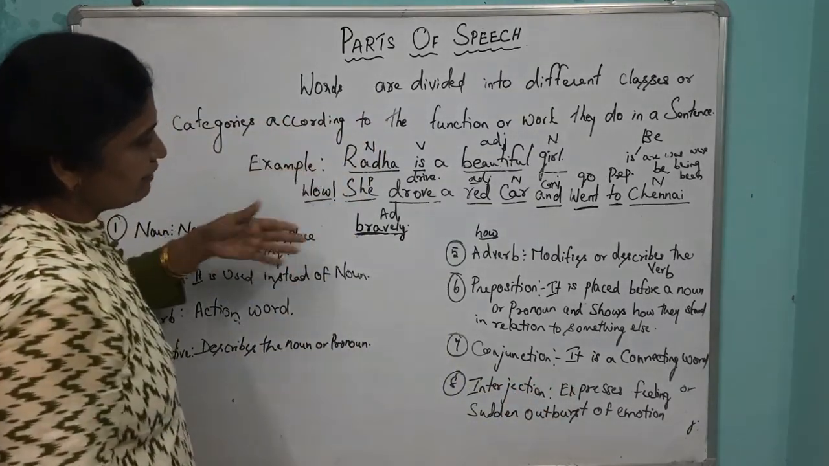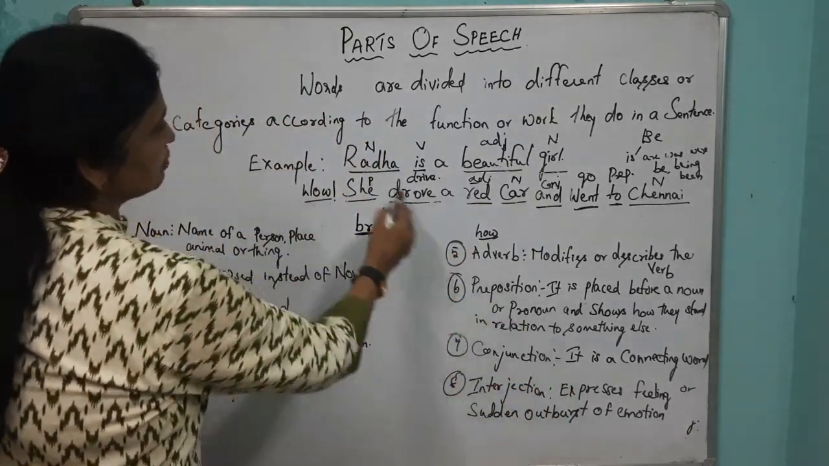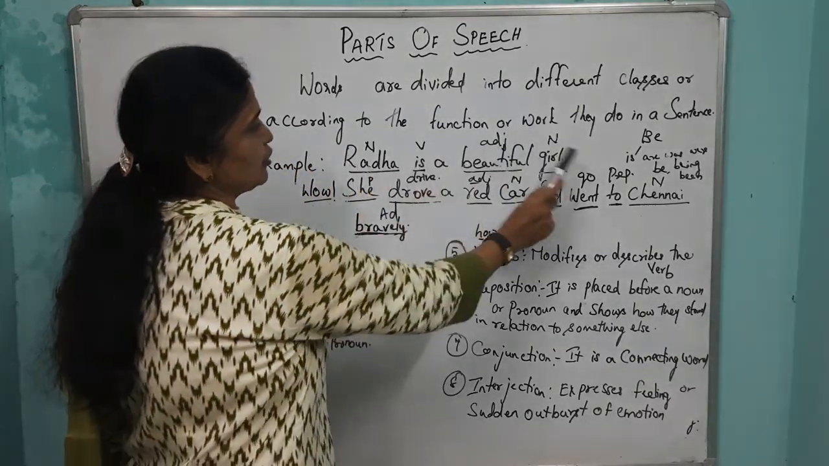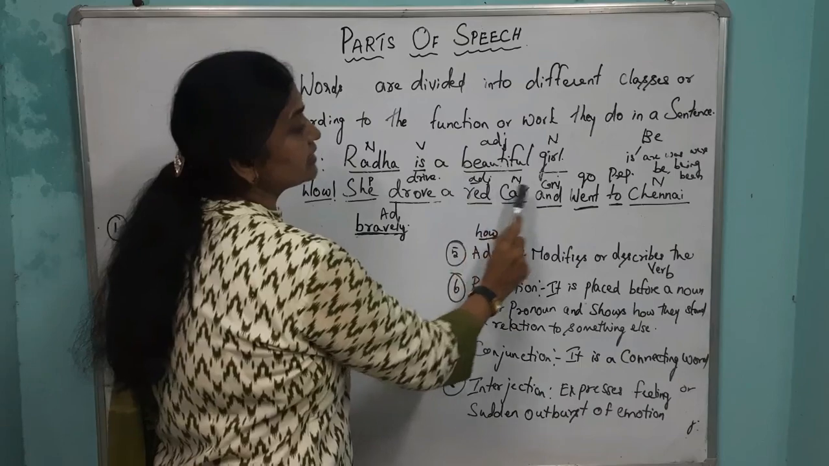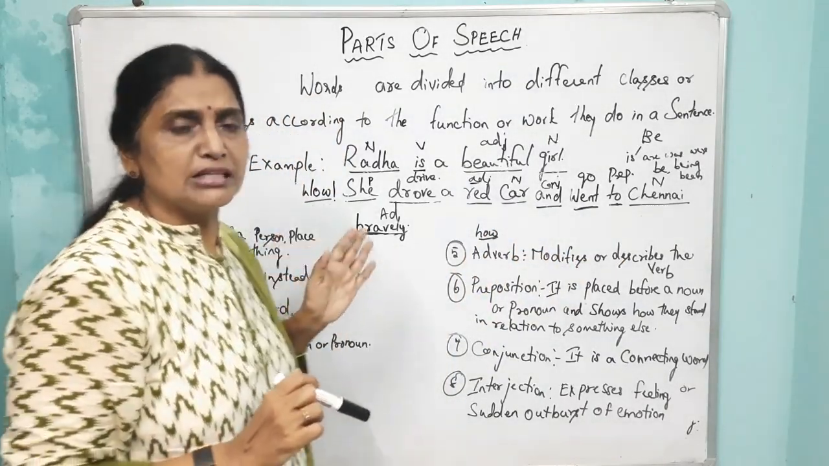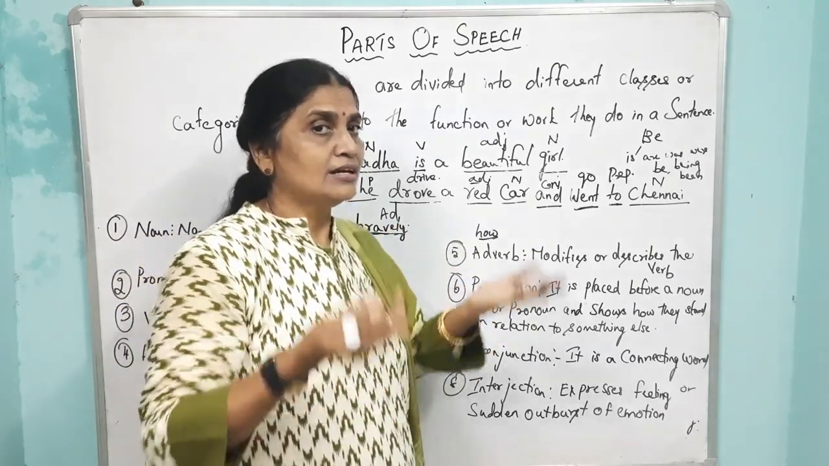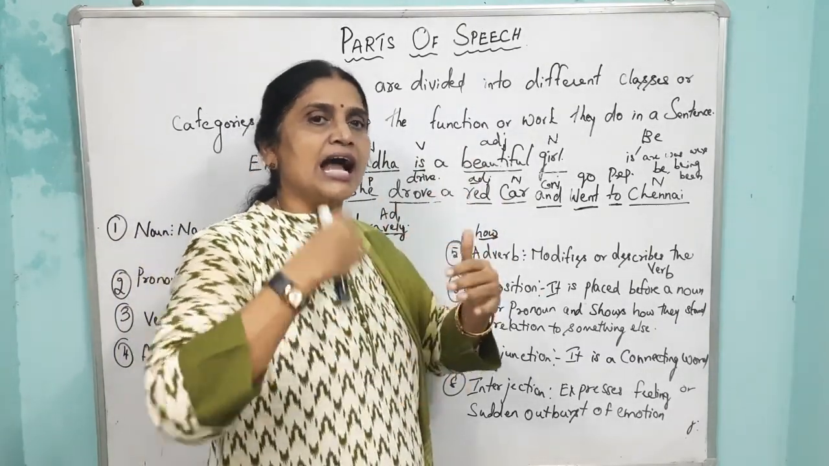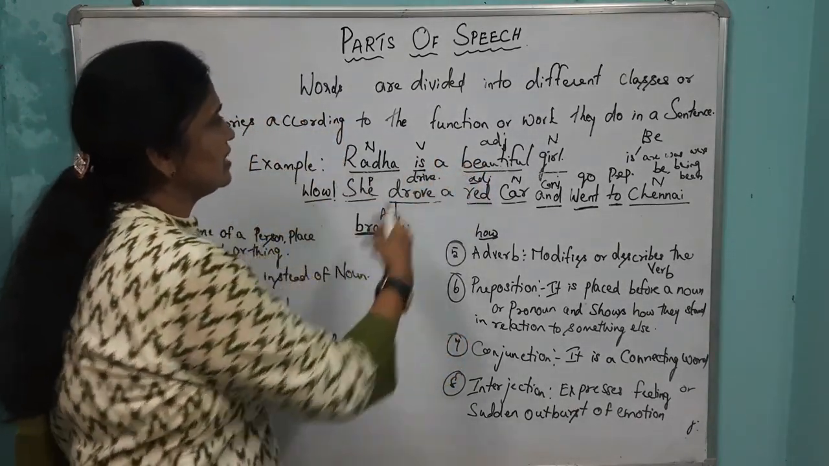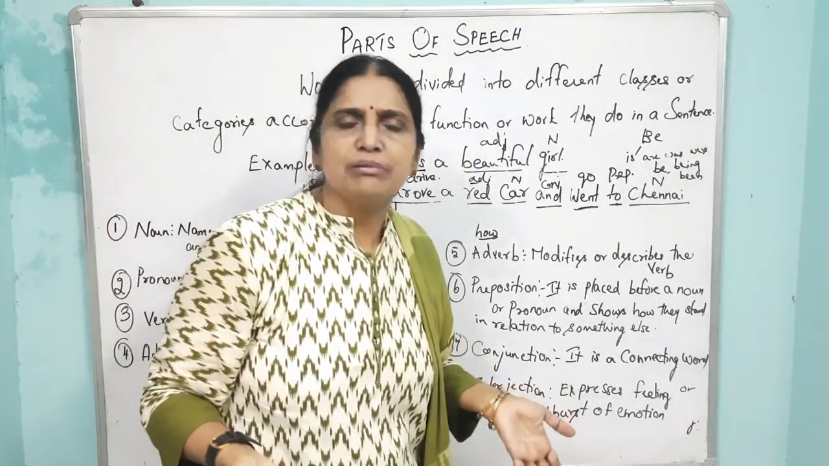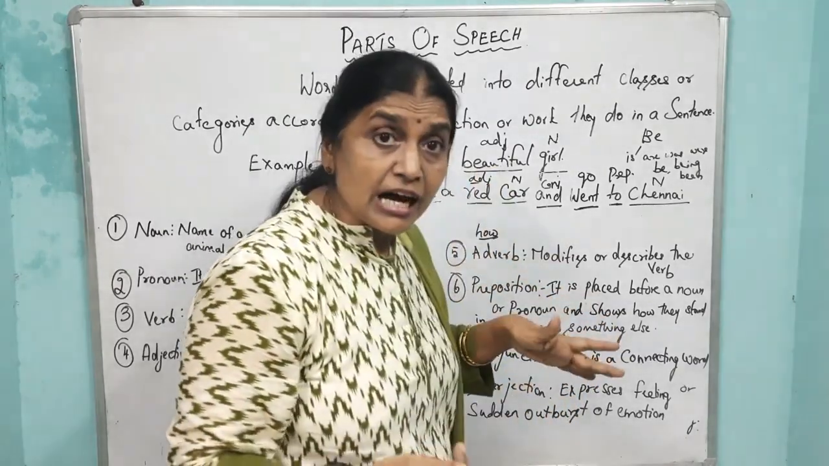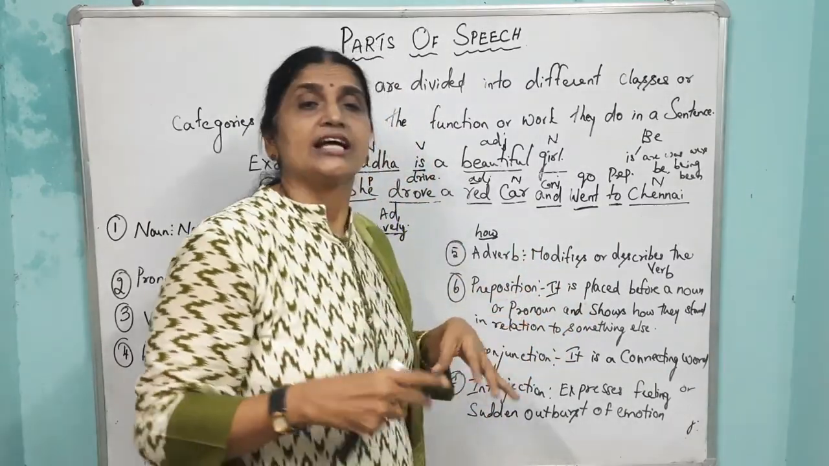So we have all these 8 parts of speech in these 2 sentences. Okay, so first, Radha is a beautiful girl. Wow, she drove a red car and went to Chennai bravely. I have chosen very simple sentences, so you can just keep them in your mind and practice them. You can learn them by heart. Radha is a beautiful girl. It's such a simple sentence. Wow, she drove a red car and went to Chennai bravely.